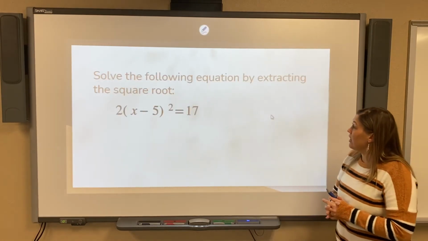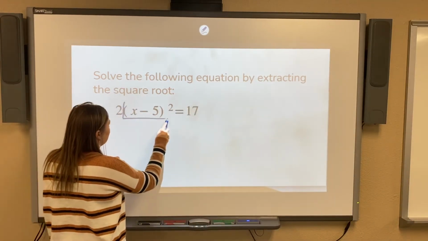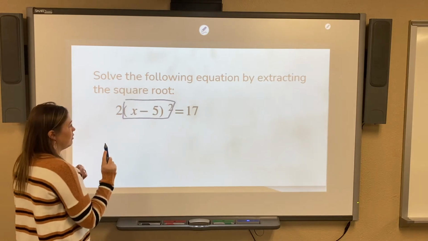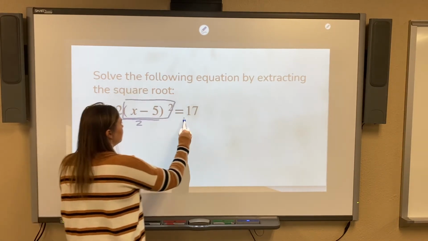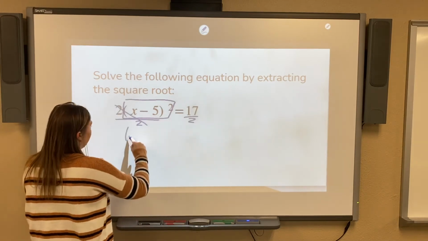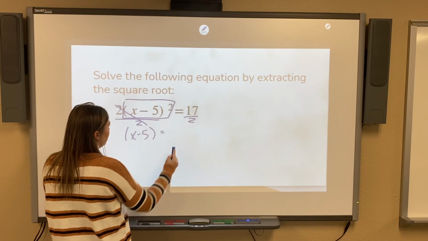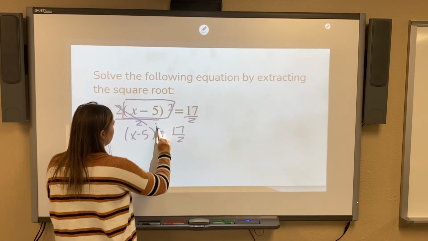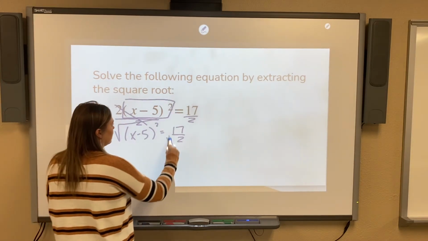So solve the following by extracting the square root. So we want to get this on the side by itself. What we have over there is also the 2, so we're going to divide by 2. So we have x minus 5 is equal to 17 over 2 squared. Okay, now we take the square root of both sides.